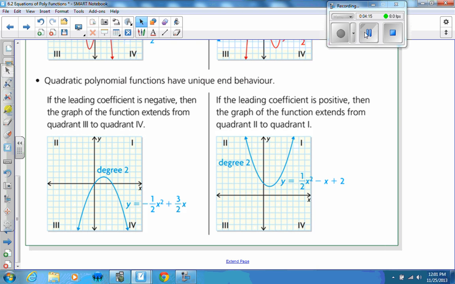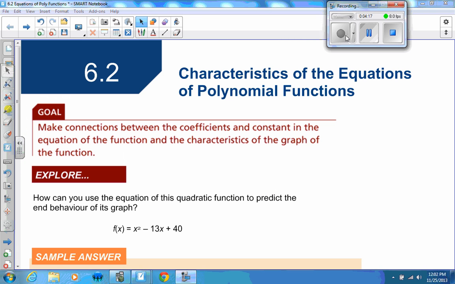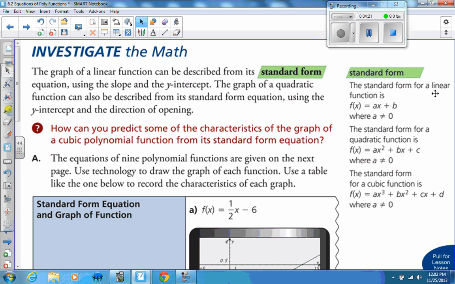Okay. So if we go back to page 384 in your textbook, you will see on the side that there's the standard form of each equation. So standard form is just the generic form, like you know from our sinusoidal functions, the A, B, C, D. Okay? So the standard form of a linear equation is just ax plus b, where a can never equal 0, because if a equals 0, then it would just turn into a constant equation. It wouldn't be linear anymore.